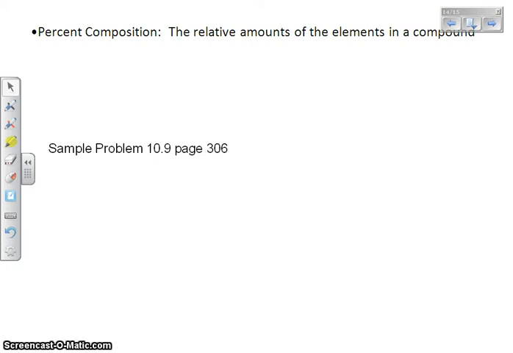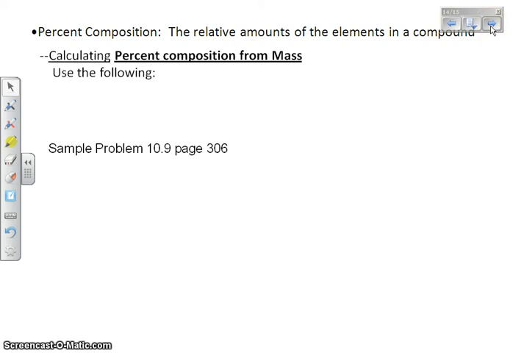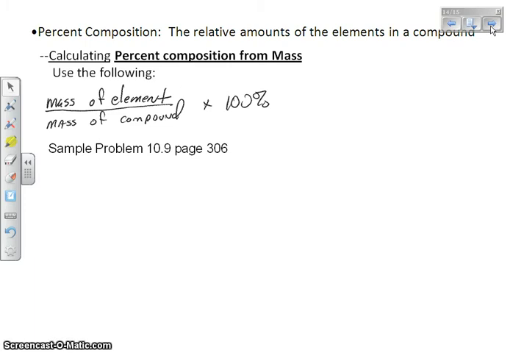Now, if we're calculating the percent composition for mass, you are given a number and it says the mass of this entire compound is X. What is the percent of each part that makes up that whole 100%? And when we do that, we will use the following conversion. We take the mass of the element and we divide it by the mass of the compound. And we multiply that by 100, and of course that gives us our percentage.